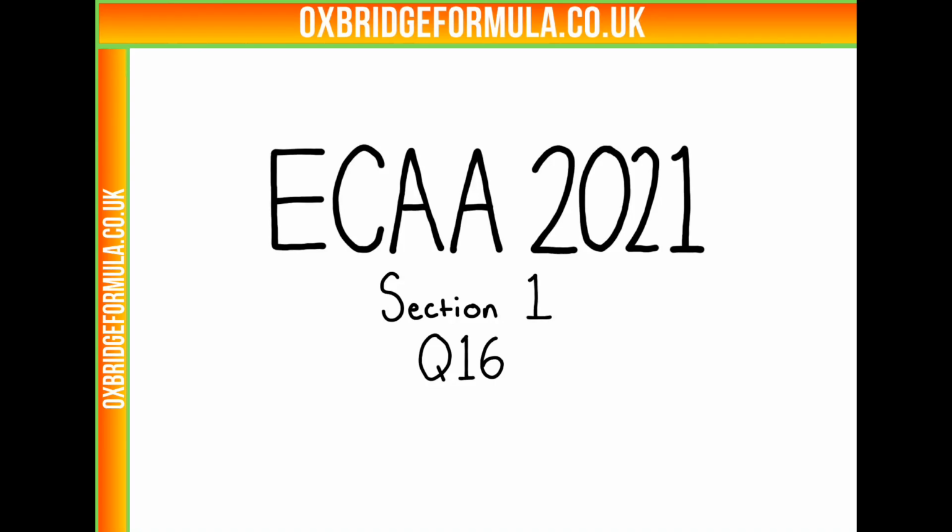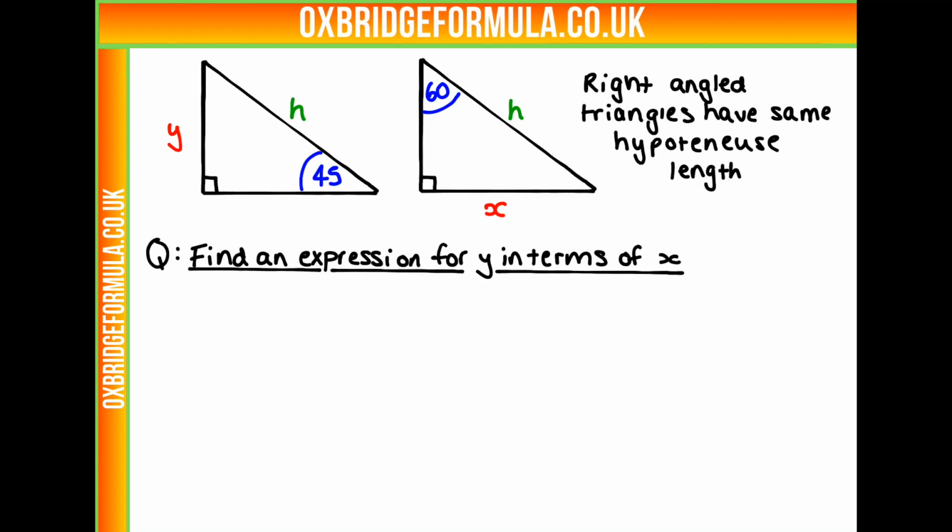This is ECAA 2021, Section 1, Question 16. So we have two right-angled triangles that have the same length hypotenuse, which I've labelled H here. We have one right-angled triangle here with an angle of 45 degrees and a length here of y, and another one here with an angle of 60 degrees at the top and x along the bottom. And we have to find an expression for y in terms of x.